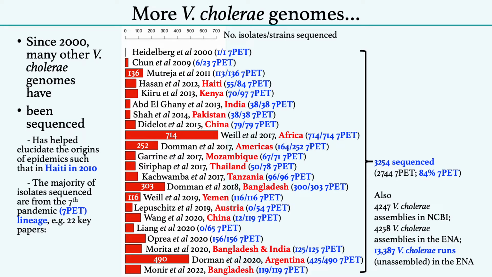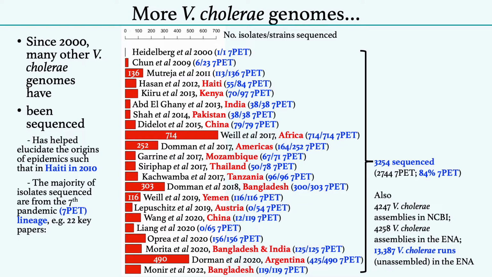On this slide, I show a plot with the number of isolates sequenced in 22 key papers, ranging from the year 2000 at the top to 2022 at the bottom. Together, these 22 key papers have published 3,254 Vibrio cholerae genomes, of which 84% belonged to the 7 pandemic lineage.